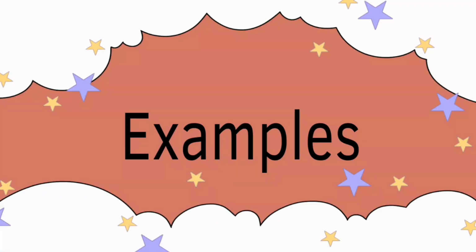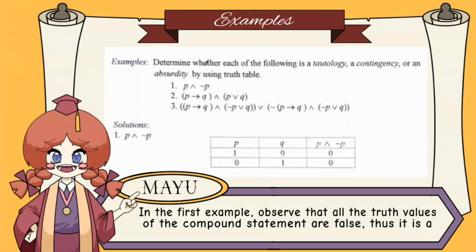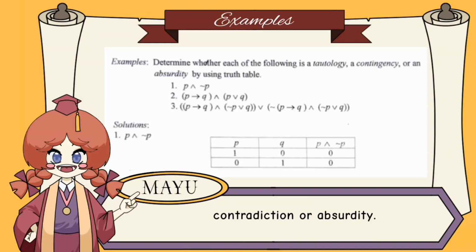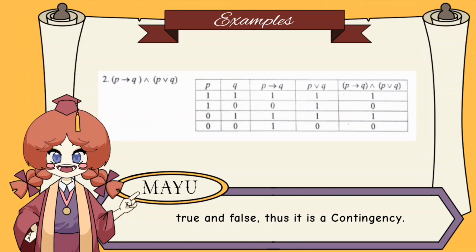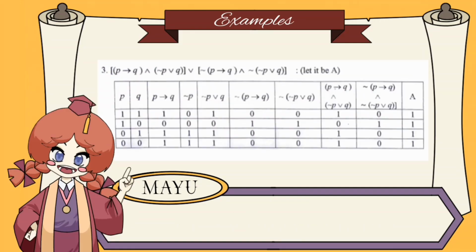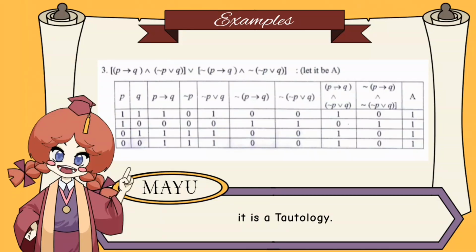For a better understanding, here are some examples. In the first example, observe that all the truth values of the compound statement are false, thus it is a contradiction or absurdity. In the second example, notice that the truth values of the statement are combinations of true and false, thus it is a contingency. And in our third example, all the truth values of the compound statement are true, thus it is a tautology.